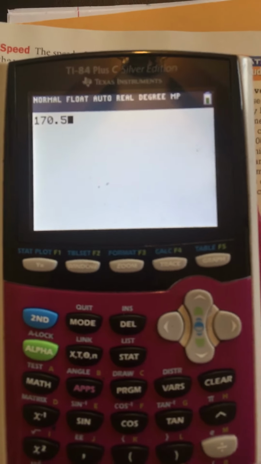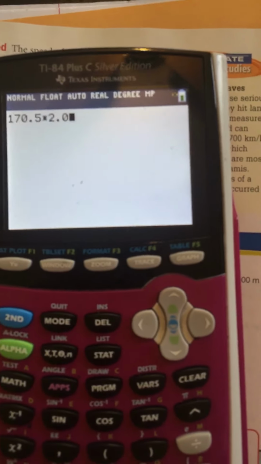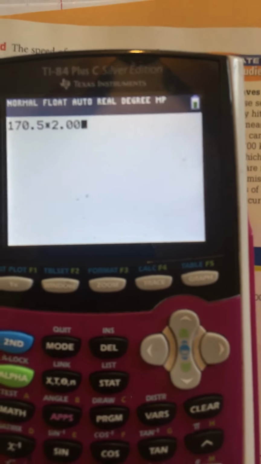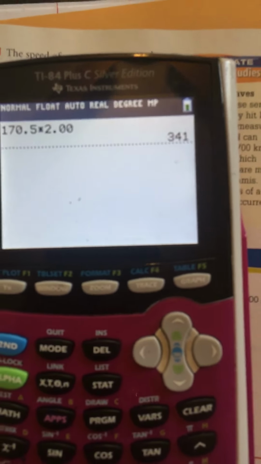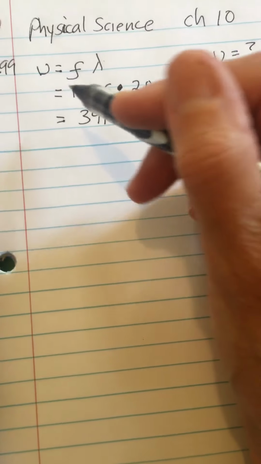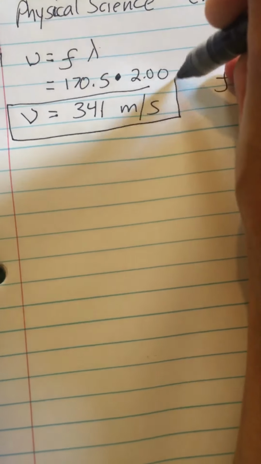Okay, so it's 170.5 times 2.00. We could have just said 2. It's the same thing. And we get the answer 341. And the unit for speed here is meters per second. So that was our problem. That's the only one that they had you do in this chapter.